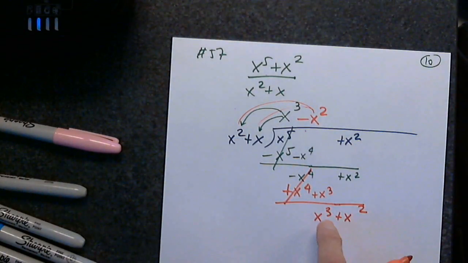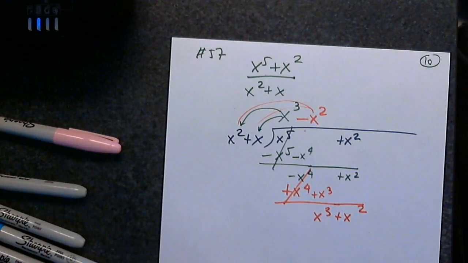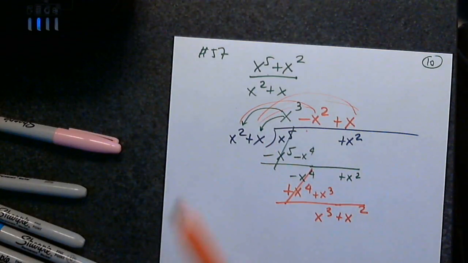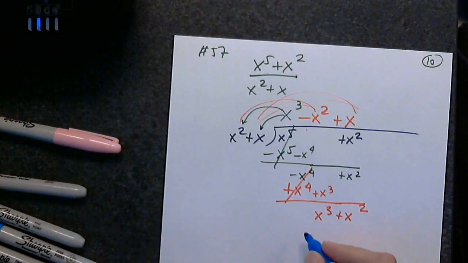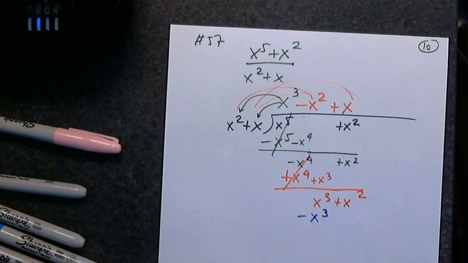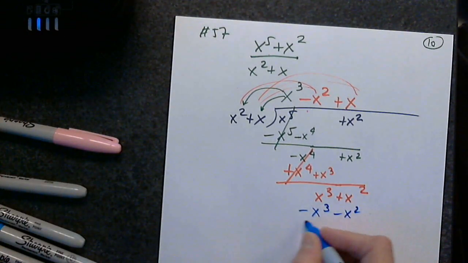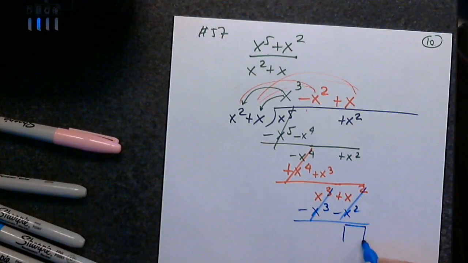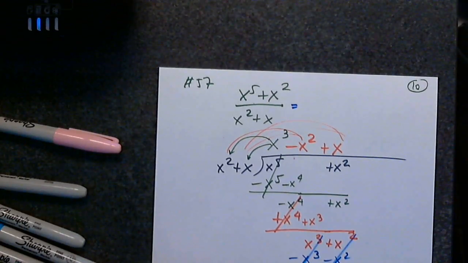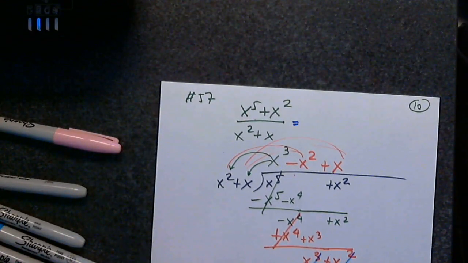X squared times what is x cubed? Very good. Go back with x and distribute. X times x squared. Yes. Subtract. X times x, x squared. Subtract. What do I box in? Nothing. Exactly. Nothing. So, what is the final simplified form and final answer? 0. This is the remainder.